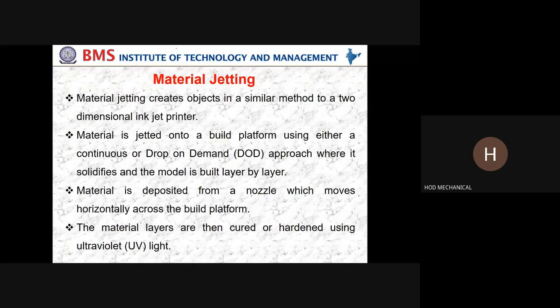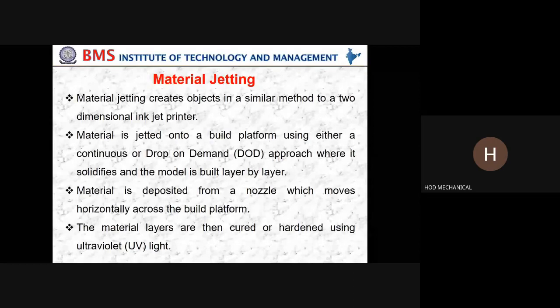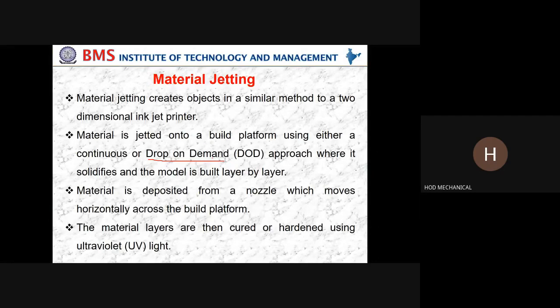You can observe material jetting creates objects in a similar method to a two-dimensional inkjet printer. Material is jetted onto a build platform using either a continuous or drop-on-demand (DOD) approach. Just observe the drop-on-demand approach. Drop-on-demand means whenever you want, a drop of the material is going to jet through the nozzle.